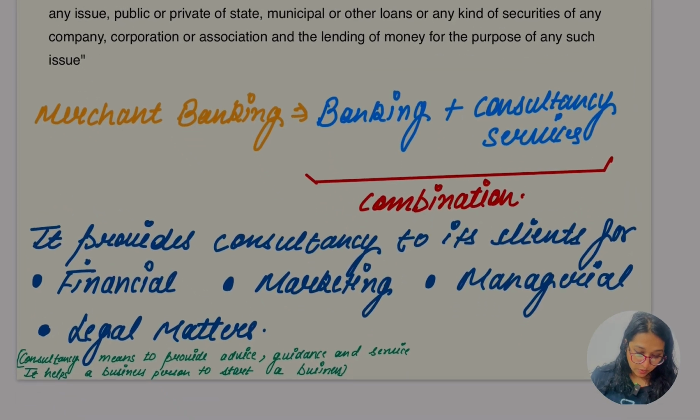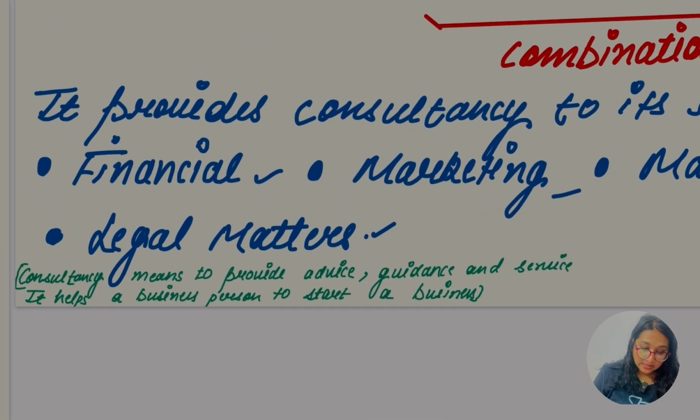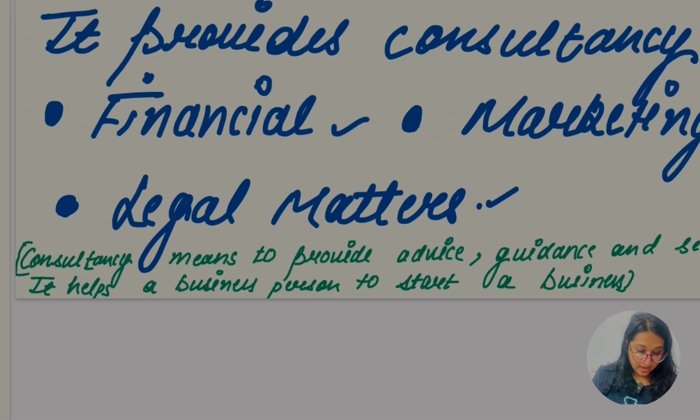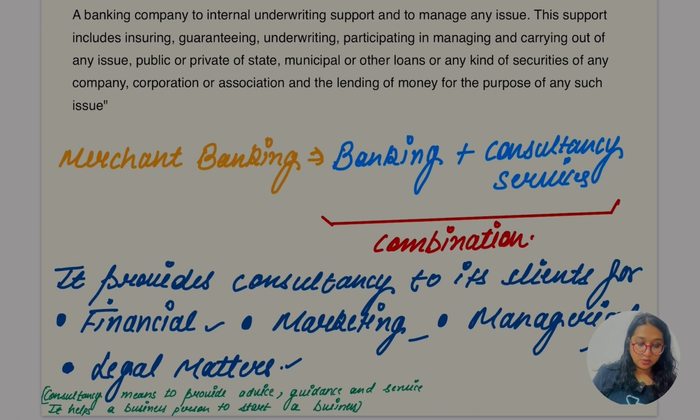So here I have written: merchant banking is banking plus consulting services. This is the combination of these two, which means it provides consultancy to its clients for what? For financial, marketing, managerial and legal matters. On this basis they provide consulting services to their clients. Consultancy means to advise, to guide, to give guidance and services that actually help a business to grow. It helps a business person to start a business or to expand. So this is the main function of what a merchant bank does.